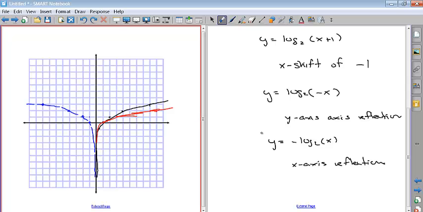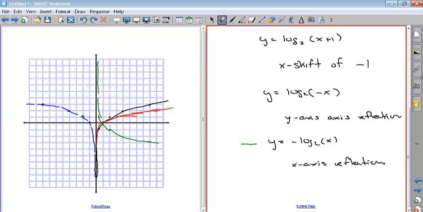Now this one, what happens is the positives become negatives and negatives become positives. So we go here again through 1 comma 0. This point would come down there, this point would come down there, and this point would be there. So instead of approaching the y-axis from the bottom, you'd approach it from the top. So that's this one. The blue is that one, and the black is the original one.